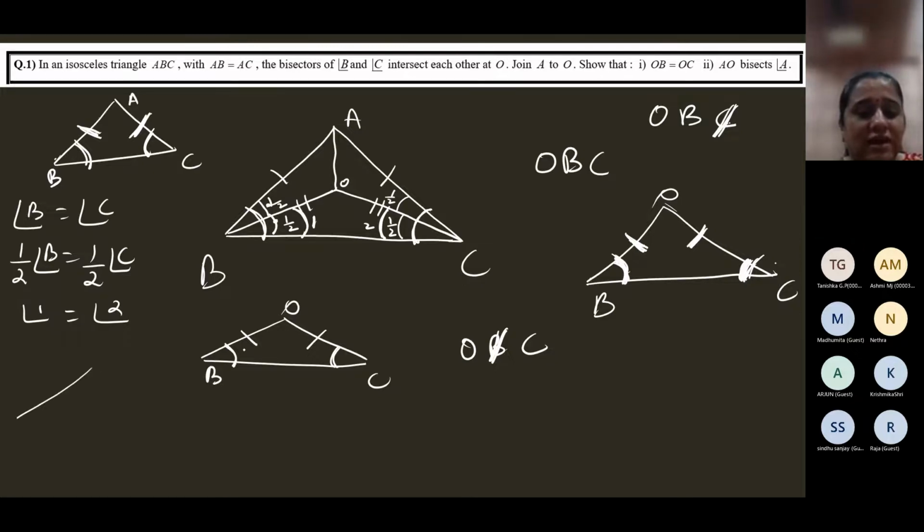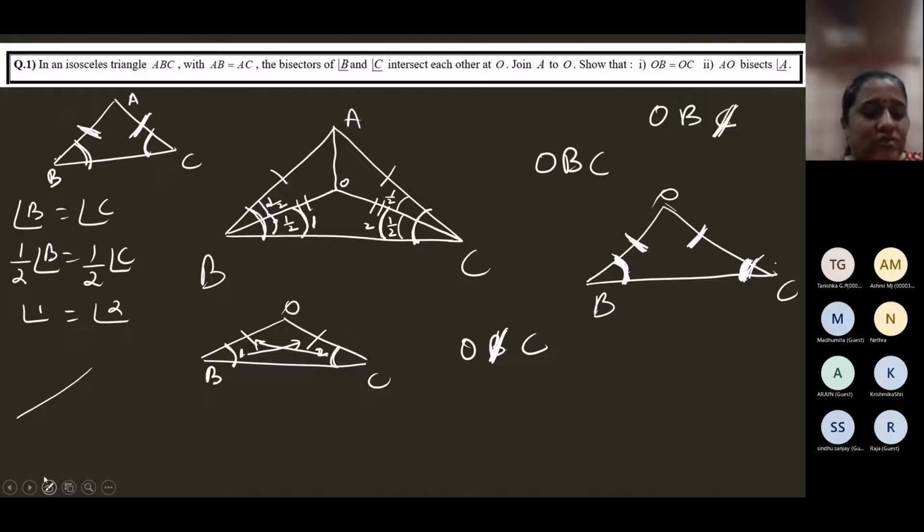In triangle OBC, angle 1 and 2. So in triangle OBC, you have proved that angle 1 is equal to angle 2. So when two angles are equal, the sides opposite to them are also equal. The side opposite to angle 1 is OC and the side opposite to angle 2 is OB. Therefore, OB is equal to OC.